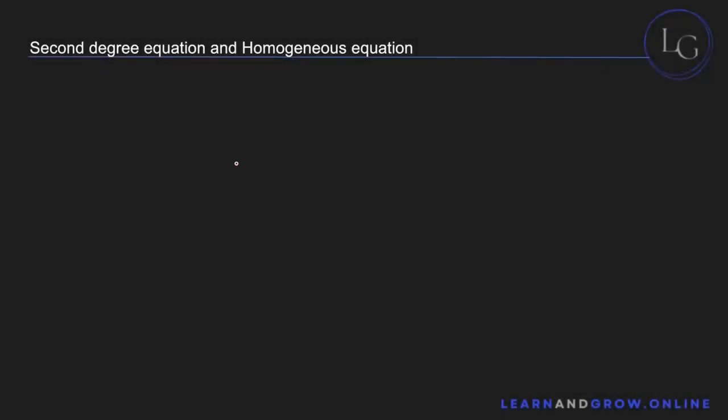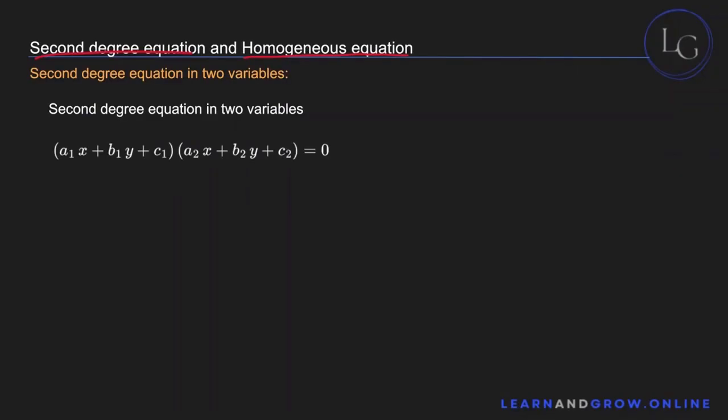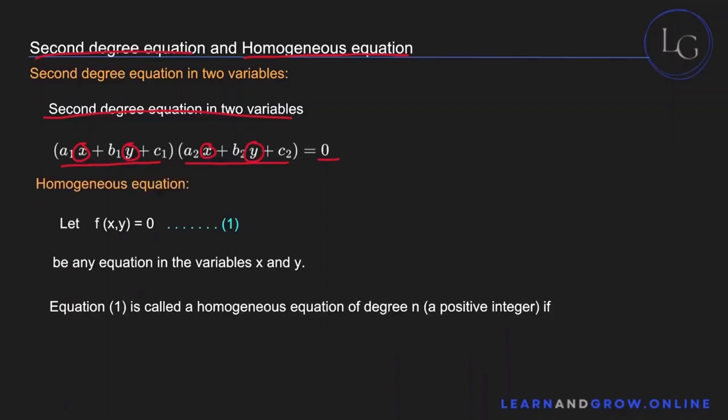Now let's see what a second degree equation is and what a homogeneous equation is. So a second degree equation is just multiplying two general equations of a linear line, right? If you just multiply two general equations of a line and equate that equal to 0, you get a second degree equation in two variables, the two variables being x and y, right? Okay, that's simple enough. Now let's see what a homogeneous equation is.